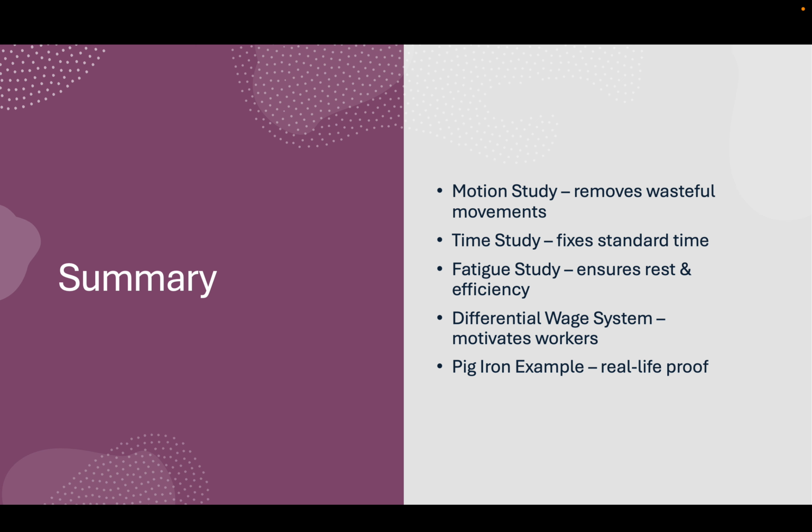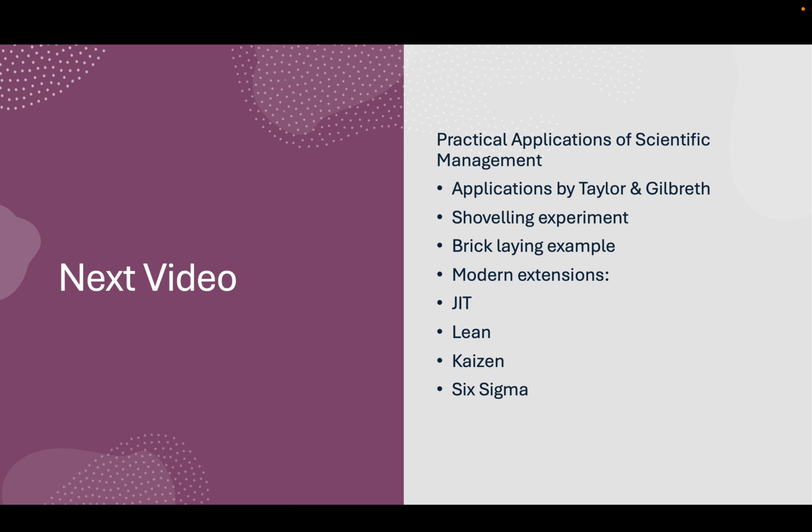So let us quickly revise. Motion study basically focuses on removing wasteful movements. Time study fixes the standard time. Fatigue study focuses on ensuring rest and efficiency. Differential wage system motivates workers. And the pig iron example is real life proof of success. All these techniques aim at higher productivity and better efficiency.